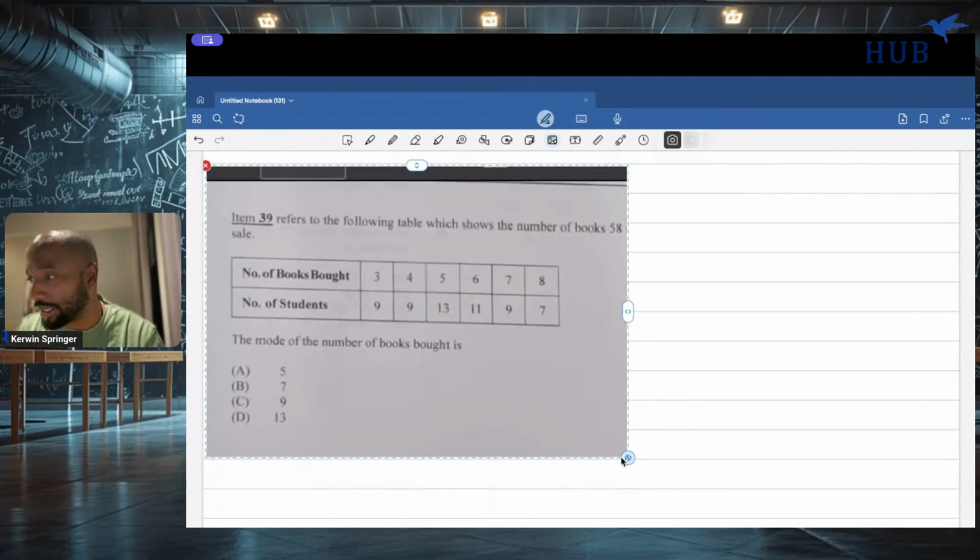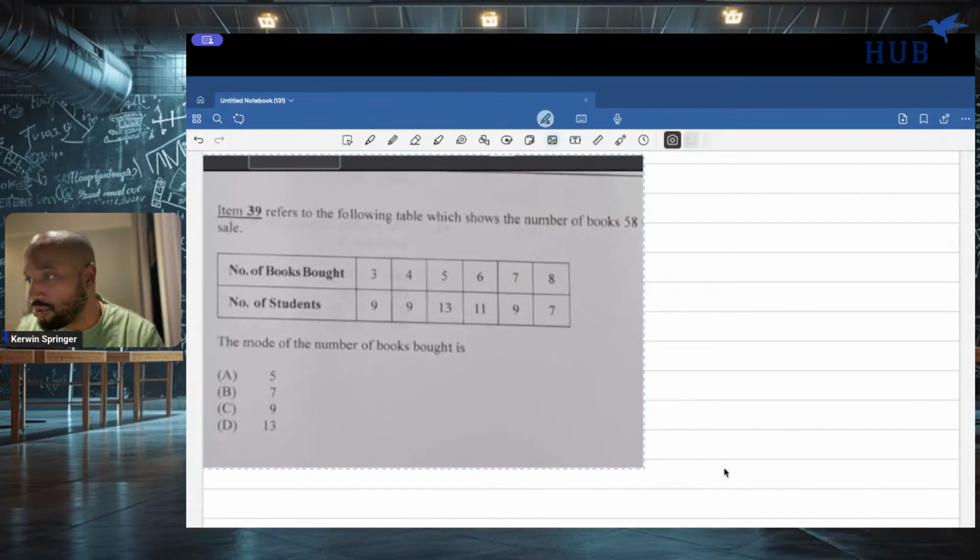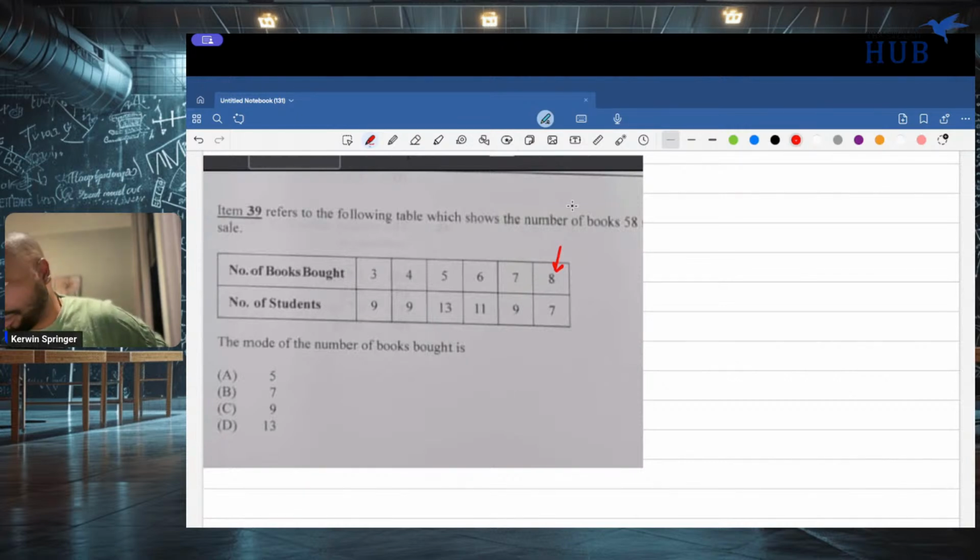The mode number of books bought. All right, this is a tricky one that we still get showing up often. The mode number of books bought is, so this is the number of books bought, and I'm seeing 8 is the highest. Oh, no. Wait. We need to consider this.